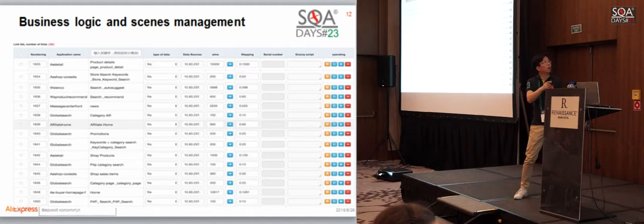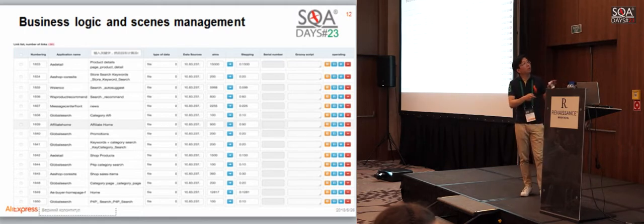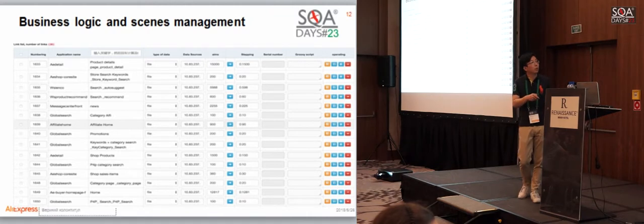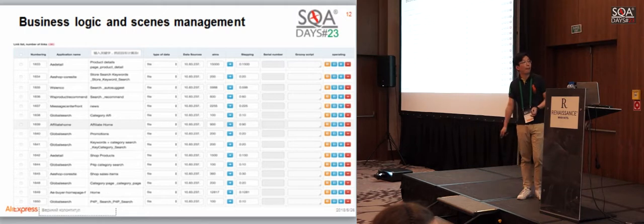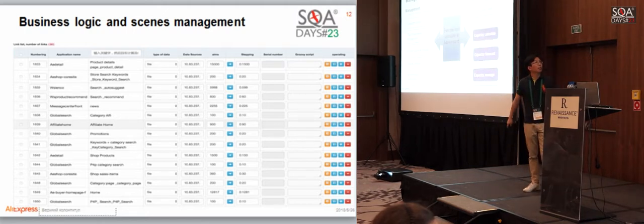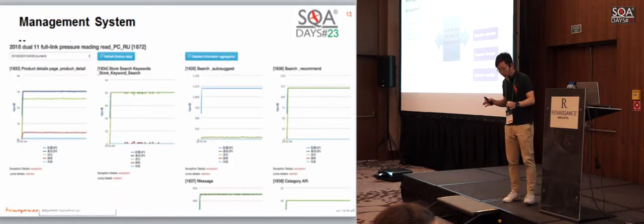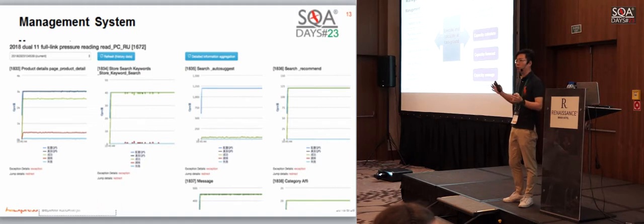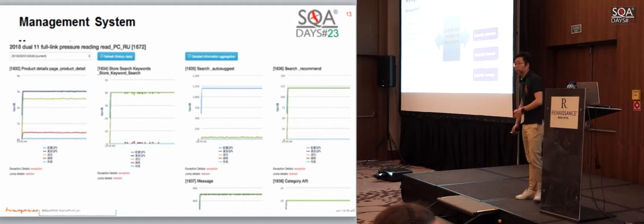And this is the scenes and chains management in our performance test platform. So here are the application names and what this chain is tested for. And here, AIMS means the target of this chain we need to achieve. Okay, and for our management systems, the data preparation and the script preparation is finished, so we need to execute our performance test.